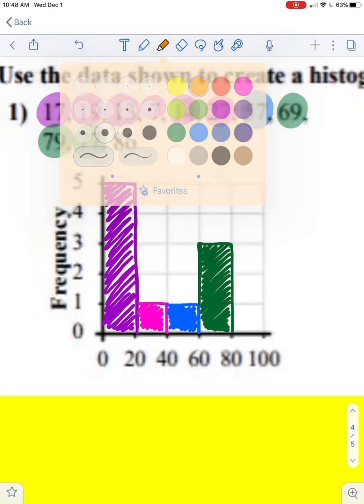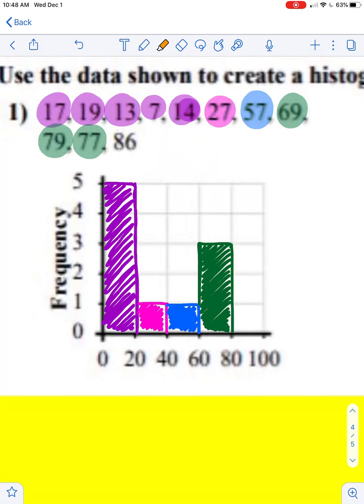And then the last little range it gives me is 80 to 100. And I have 1 number that fits in there right here at 86. So I'm going to draw a bar up to 1 and then shade that in.